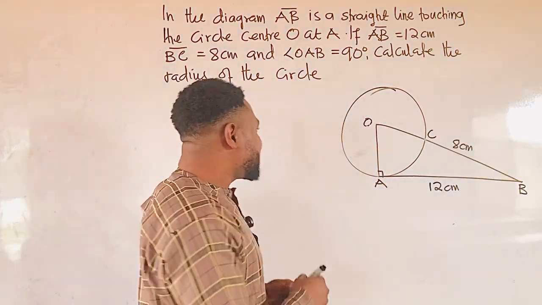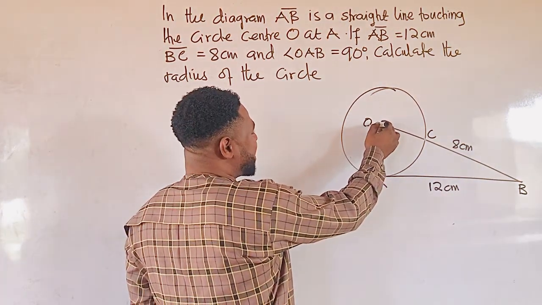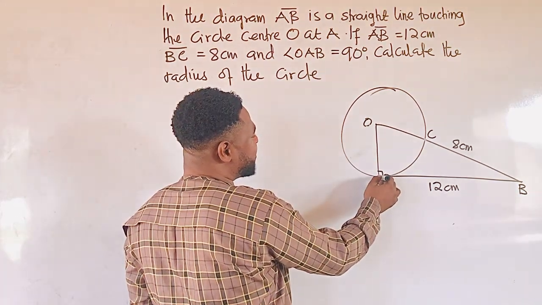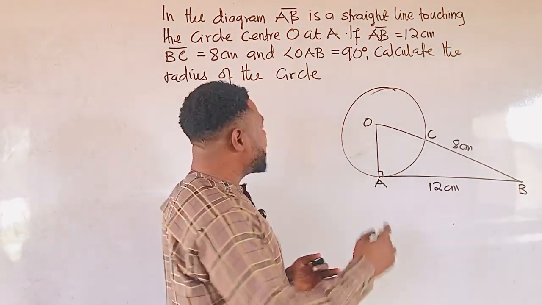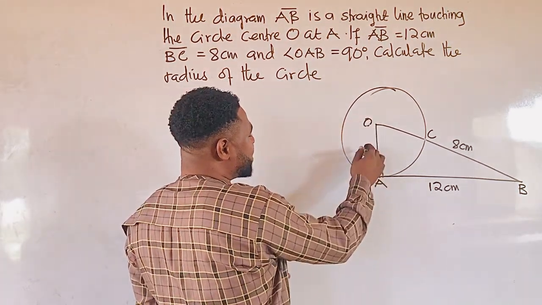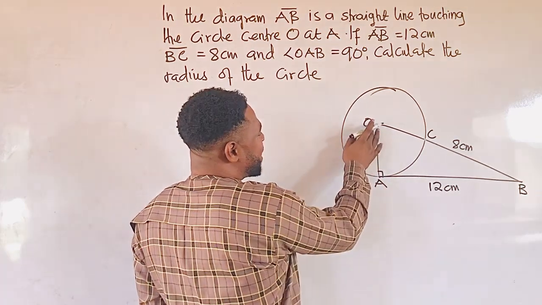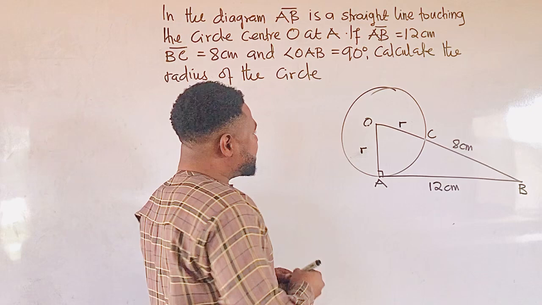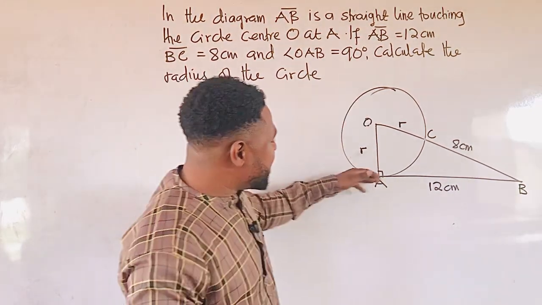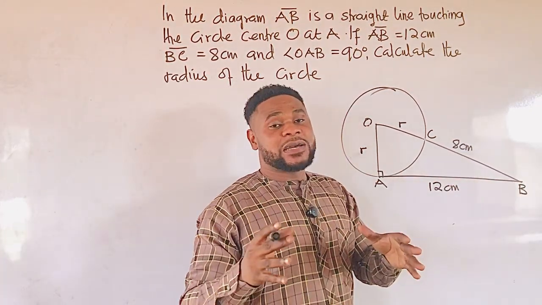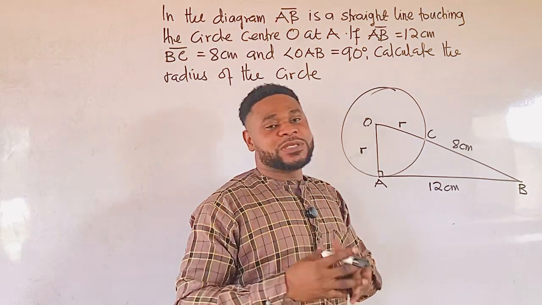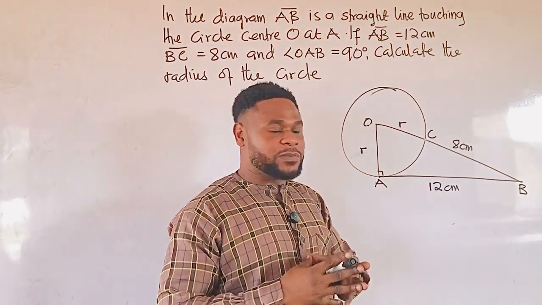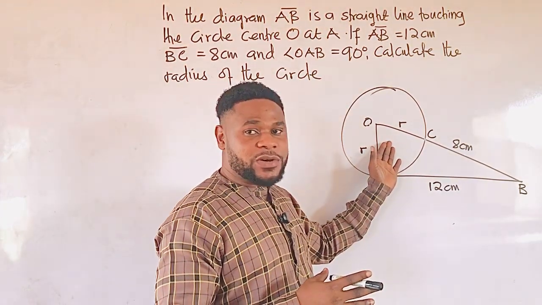We also know that any line from the center to meet any part of the circumference becomes a radius. Therefore, line OA is a radius and line OC is also a radius. Since triangle OAB is a right angle triangle, we can use the concept of Pythagoras theorem to get our radius.